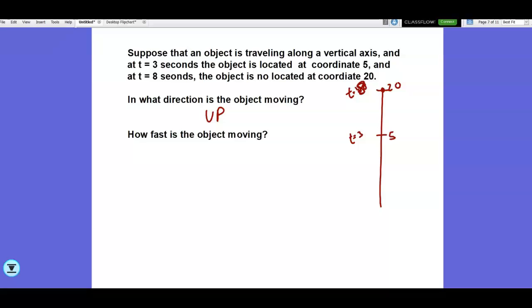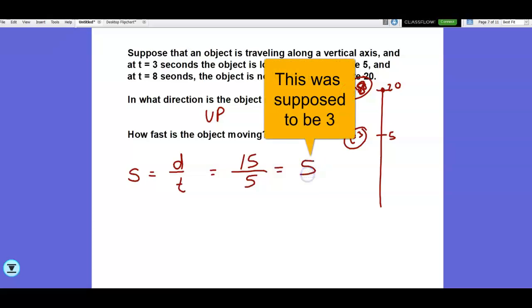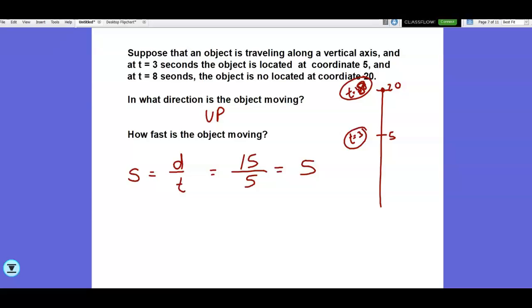Now, how fast is it moving? Well, you guys know that speed is distance over time. So what distance did it travel? It traveled a total distance of 15. And how long did it take to do that? Well, it started off at the 3rd second and it ended at the 8th second. So from 3 to 8 is 5. And so that would mean that it's moving 5 units per second, or whatever you want to say. Okay, so that would be the speed. Speed is distance over time.